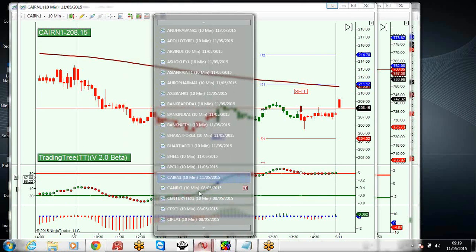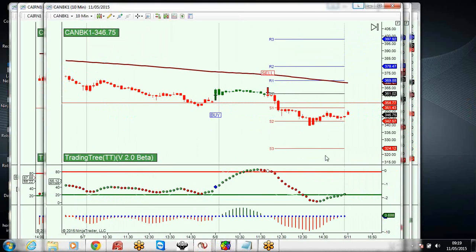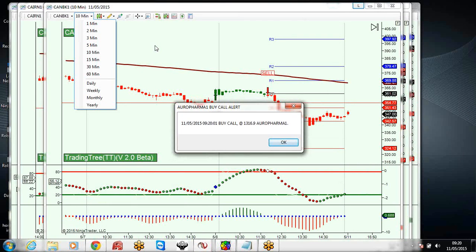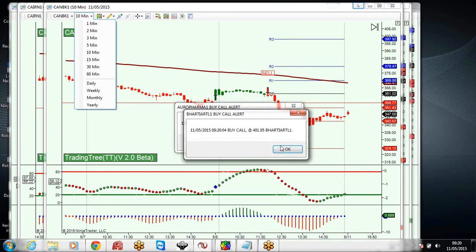So exactly at 9:20 you'll be getting the calls. That is an interval of every 10 minutes if the call is generated, since we have already put it on 10 minutes. There is a buy call in Auto Farm 1. There is a buy call in Berkshire 1.